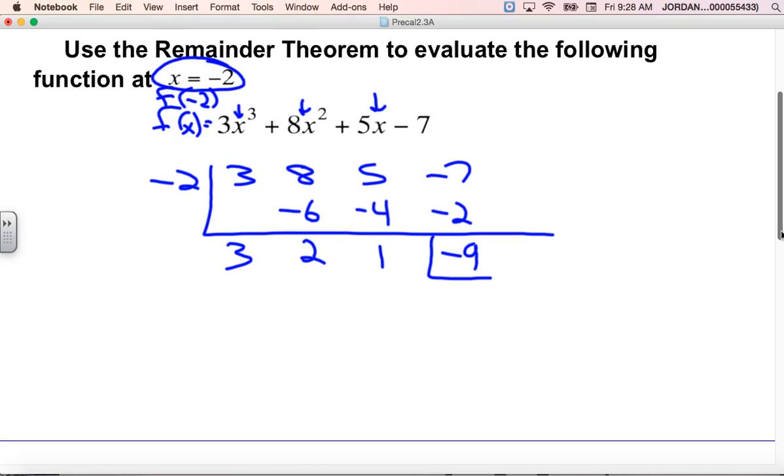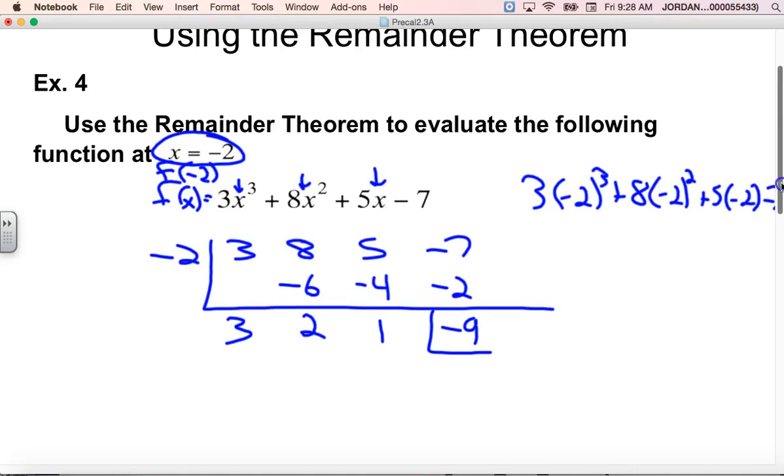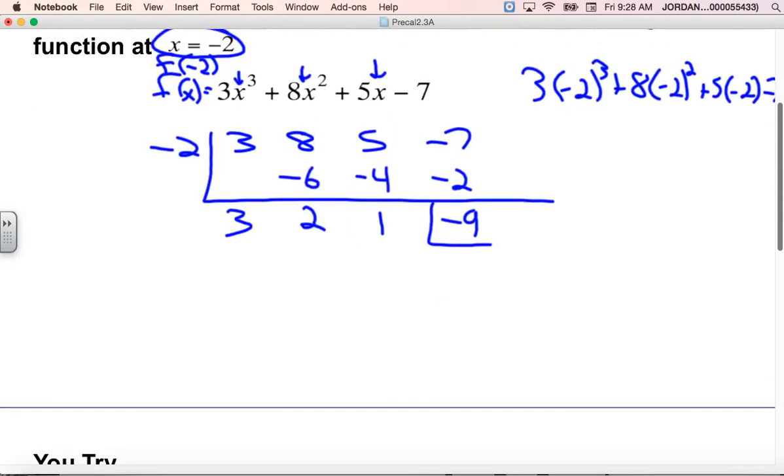And you can test it, okay? You can go ahead and try it out. 3 times negative 2 cubed plus 8 times negative 2 squared plus 5 times negative 2 minus 7. All right, and we can figure this out real quick. Negative 2 cubed is negative 8 times 3 is negative 24. Negative 2 squared is 4 times 8 is 32. 5 times negative 2 is negative 10, and we got minus 7.